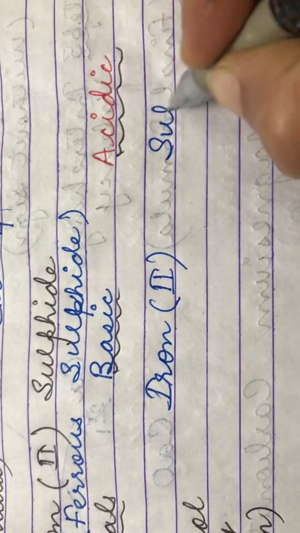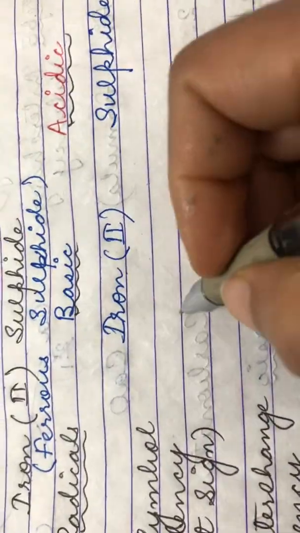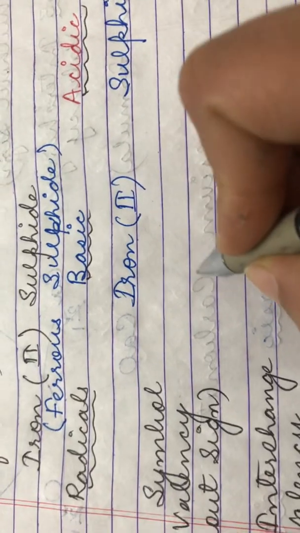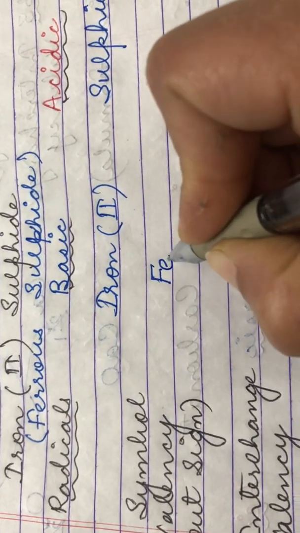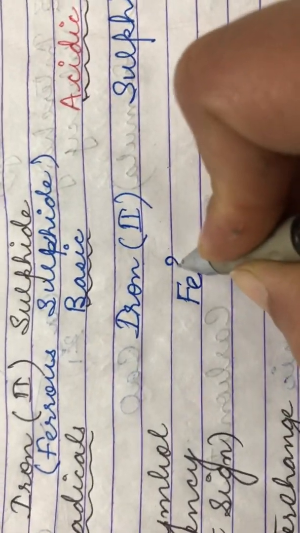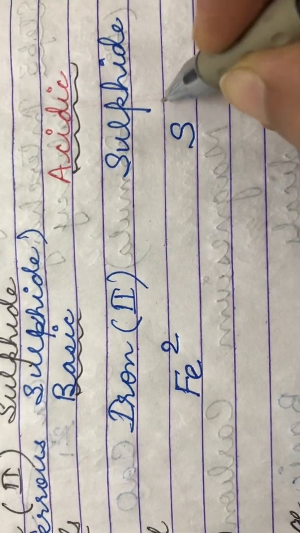The acidic radical present here is a sulfide. You should not get confused with sulfite or sulfate. That's totally different. This is a sulfide. So next step is we write the symbol and valency without the sign. So symbol of iron is Fe, F capital, E small. Its valency is 2. We write 2 in the superscript. Sulfide is known as S. Its valency is also 2 in the superscript.